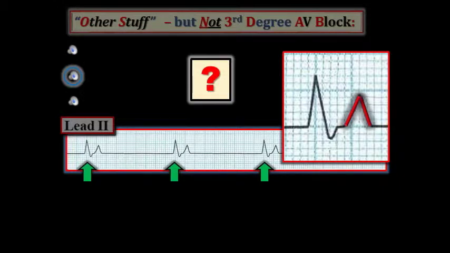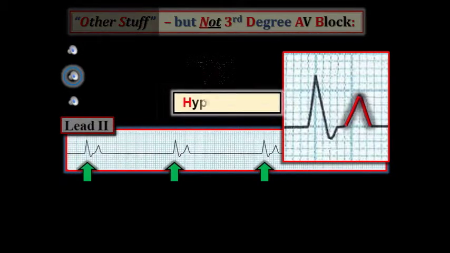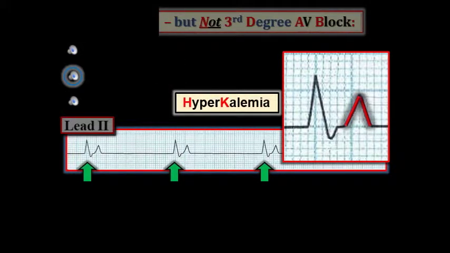Remember, with marked hyperkalemia, usually with serum potassium levels over 7 milliequivalents per liter, P waves become smaller, and ultimately P waves are lost, while the QRS complex becomes wider, in addition to the tall, peaked appearance of T waves. So, development of a slow, wide rhythm without P waves in a patient predisposed to developing hyperkalemia should suggest this diagnosis. But this is not third-degree AV block.